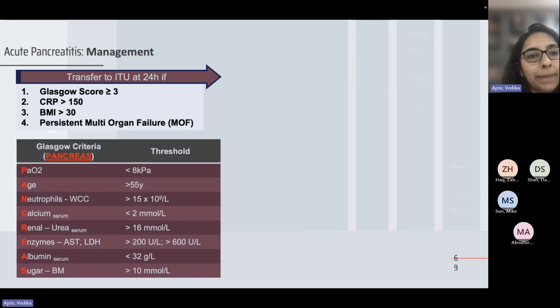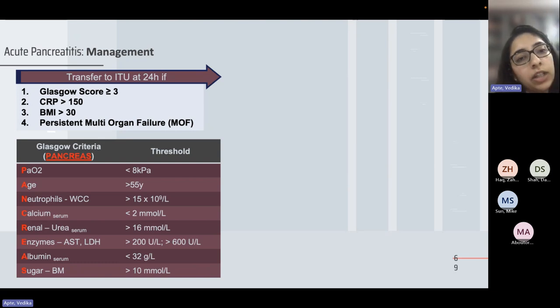In terms of management, you may see the Glasgow criteria come up in exam questions. A way to remember it is with the mnemonic PANCREAS. I wouldn't worry too much about knowing what each of the thresholds are. The main ones I think I remember are just calcium, urea, neutrophil count, as well as sugar levels. Those are kind of just the main ones, particularly calcium, that comes up a lot. Hypocalcemia means a poorer prognosis, basically.